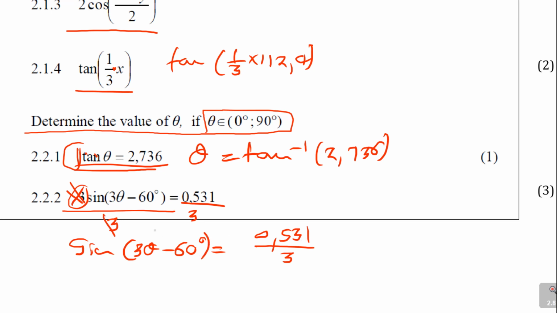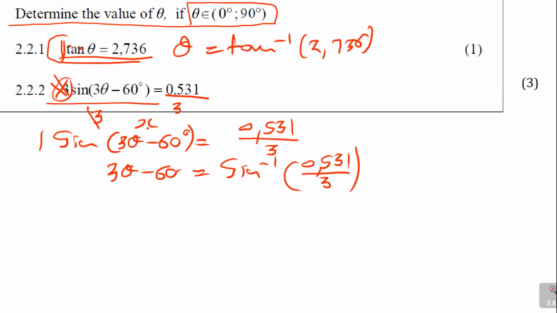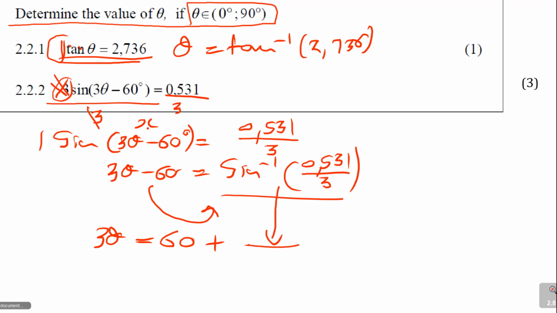Then this is more like X, so since this is 1, you can say therefore that X, which is 3 theta minus 60, is equal to arc sine of that answer you got there, 0,531 over 3. Then after that, you'll get an angle. Whatever answer you get here, the negative 60 must join it. So 3 theta is equal to 60 plus the answer you got there.